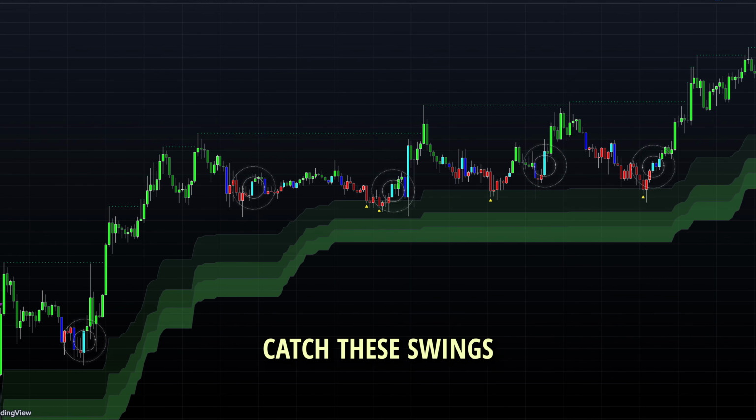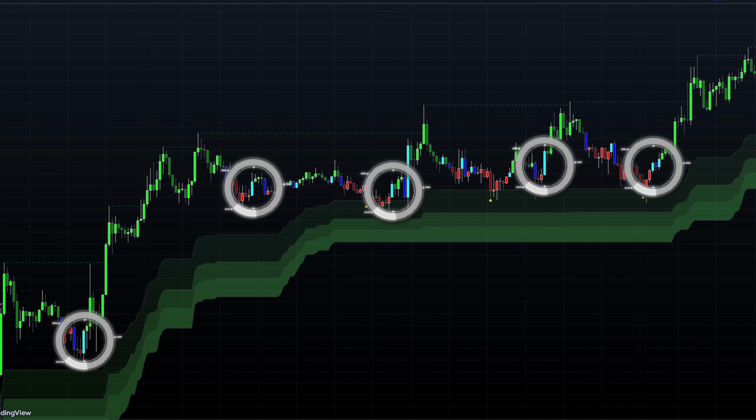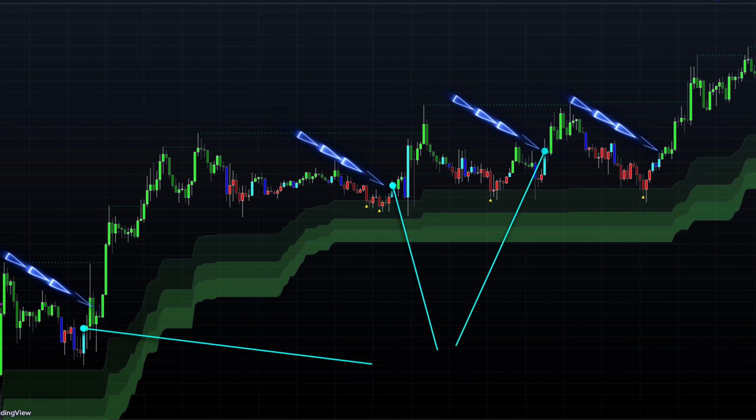The second way is to catch these swings and re-enter on pullbacks with fixed risk-reward ratio targets. Once you exited the trade, you'll then have to wait for the price to pull back and enter when your candle appears.